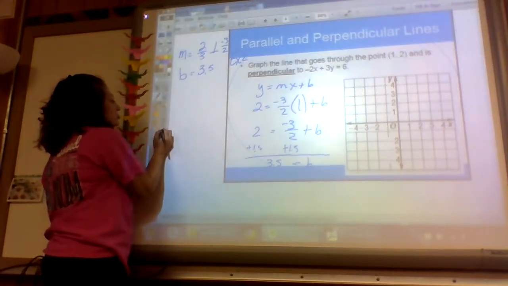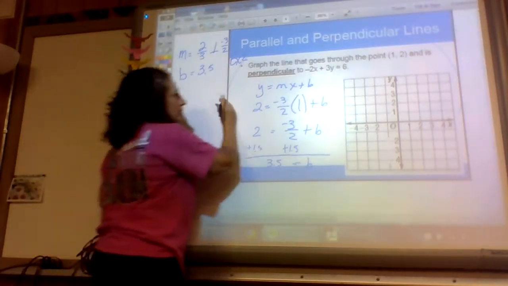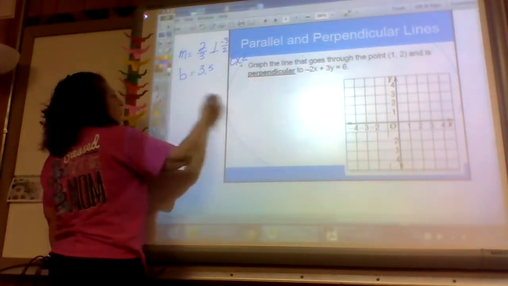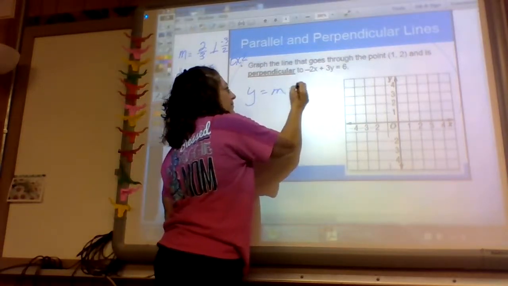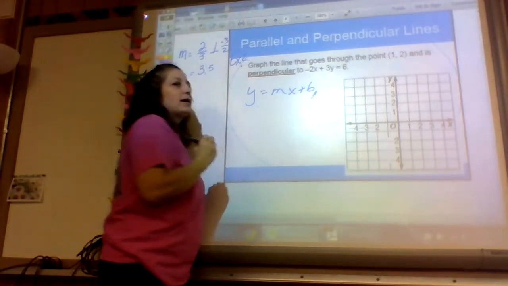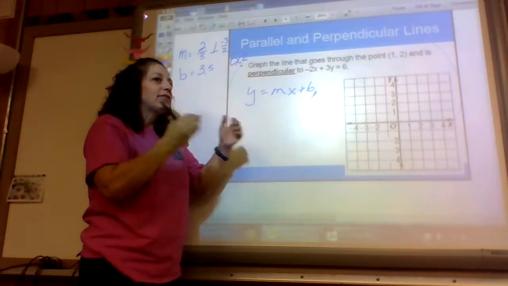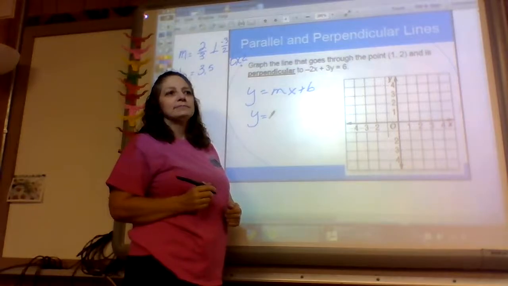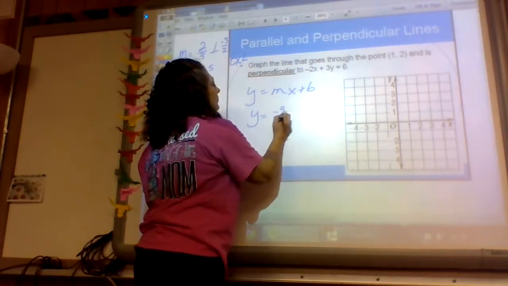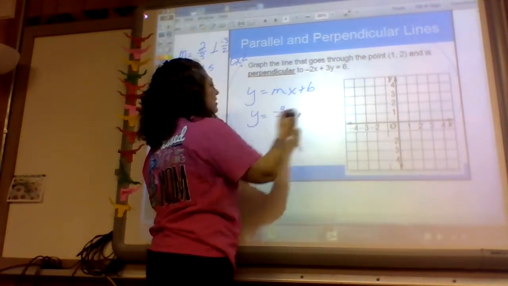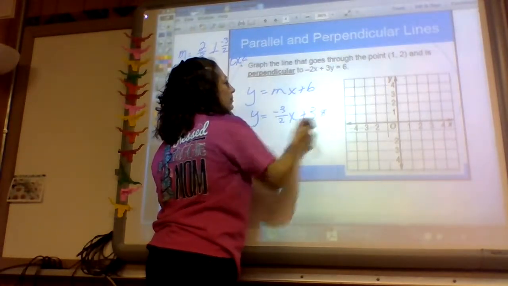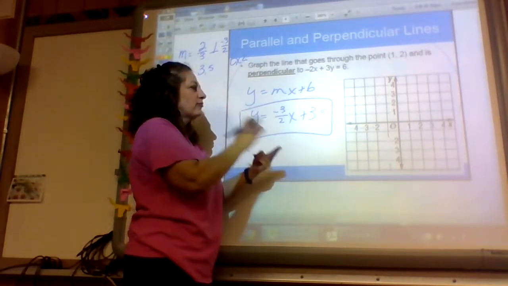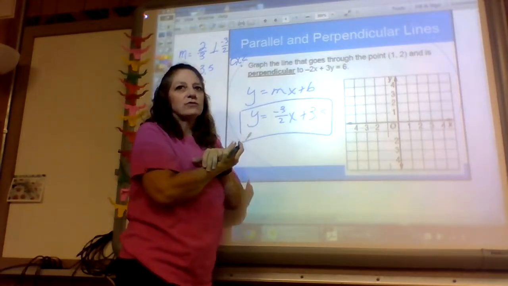Okay, finally, I want my equation. So now I erase all of this. And I go back. I have my y equals mx plus b. I'm now substituting the m and the b to get my equation. M, oh, which one? Negative 3 over 2. And the b I found, plus 3.5. So all three of those steps, find the m, find the b, substitute, and make your equation of your line.